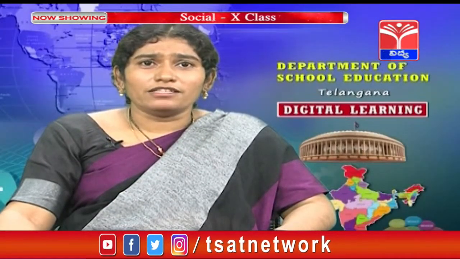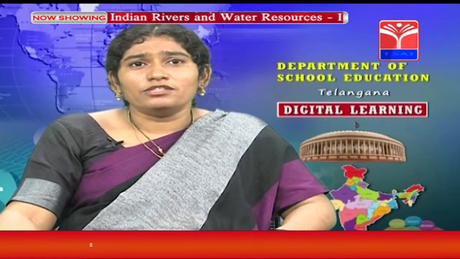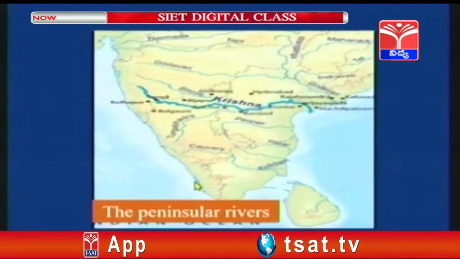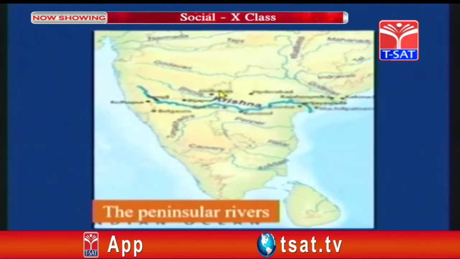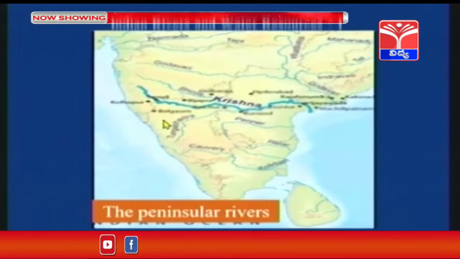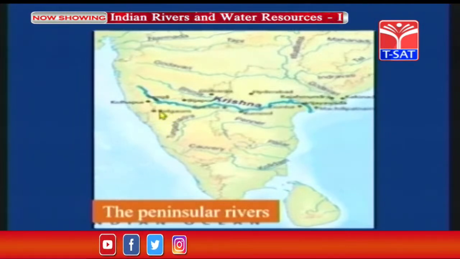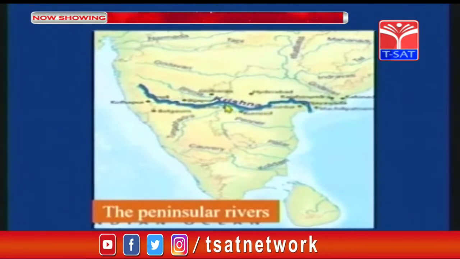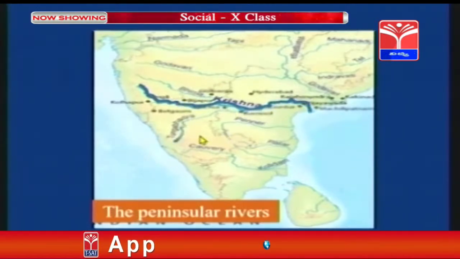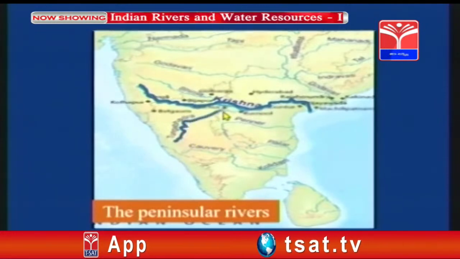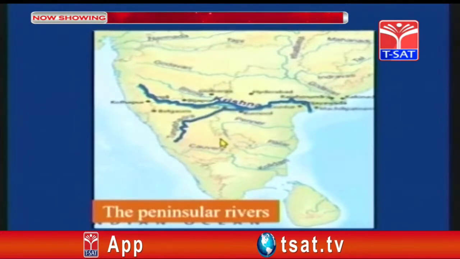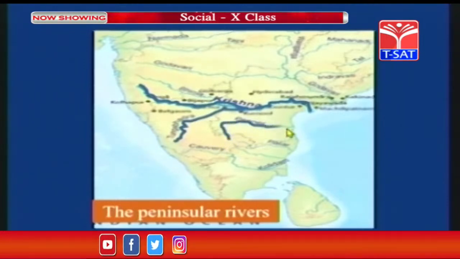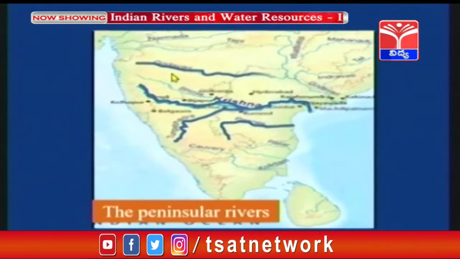Now children, let us locate the peninsular rivers on the map of India. This is the southern part of India. So let us locate the different rivers that drain in our country. Children, one of the most important rivers is river Krishna. This is the flow of river Krishna and you can see the flow of river Tungabhadra. This is river Tungabhadra and the river Penna. This is river Godavari.